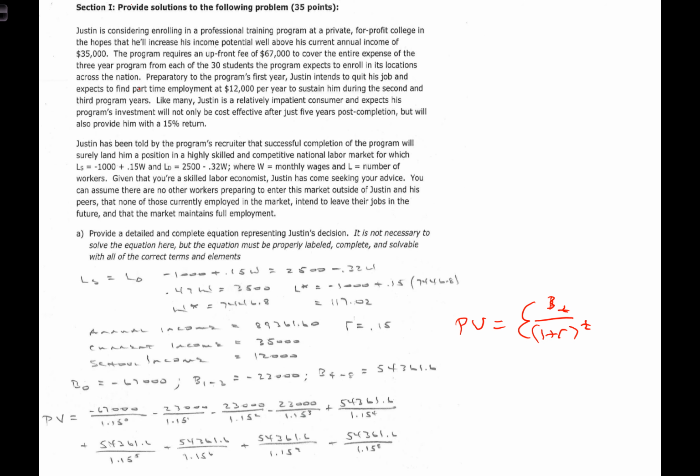If you used negative $35,000 for year 1, and then negative $23,000 for years 2 and 3, you would have ended up with a value here of, I believe, negative $10,000 and something, in which you would have said, that's less than 0, reject, don't do this. And again, either one of those would have been valid.